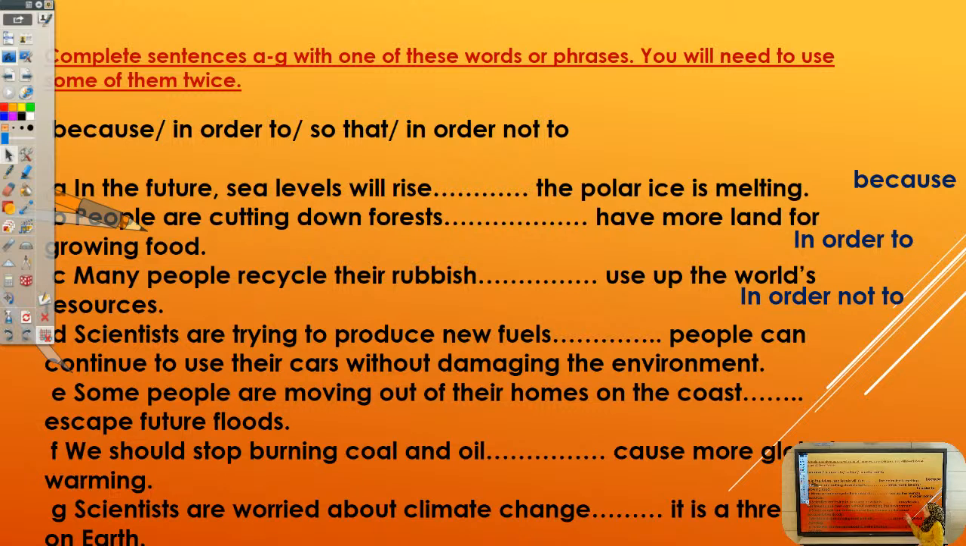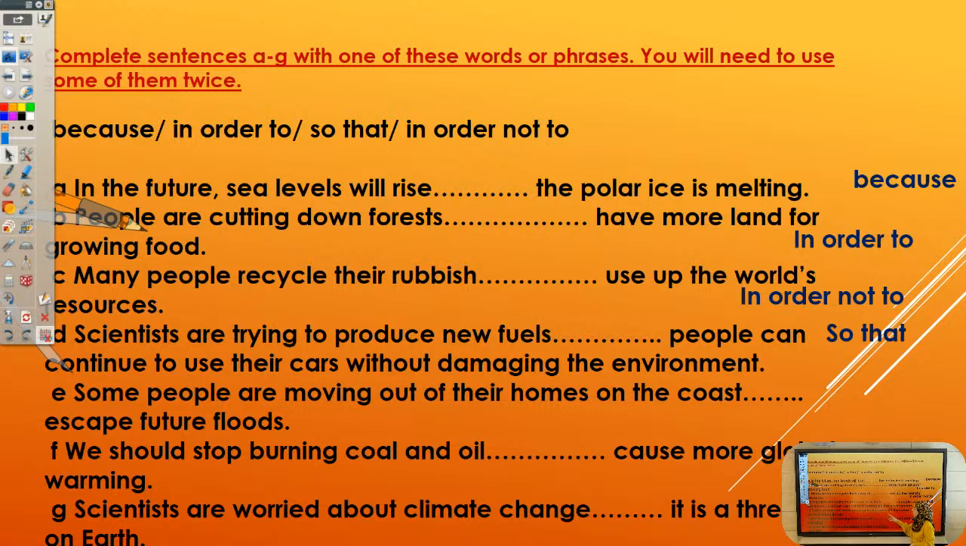D. Scientists are trying to produce new fuels. People can continue to use their cars without damaging the environment. Notice here we have clause. Scientists are trying to produce new fuels so that people can continue to use their cars without damaging the environment.